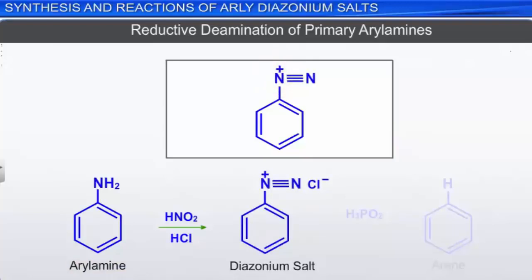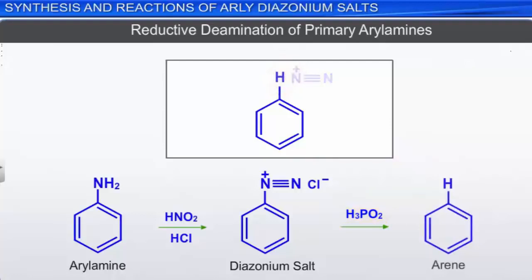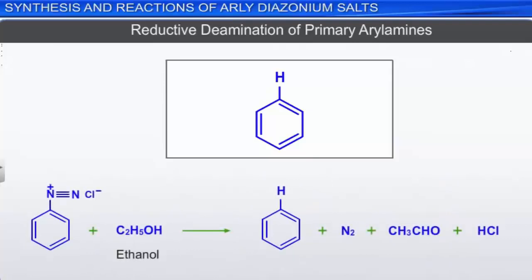When the diazonium salt is treated with a mild reducing agent such as hypophosphorous acid, sometimes known as phosphinic acid, the diazonium ion is reduced to an arene. Alternatively, this can be carried out using ethanol. Can you complete this reaction?